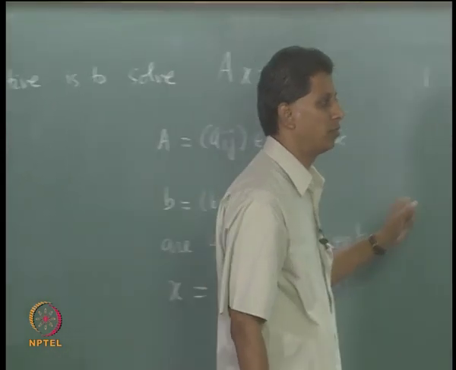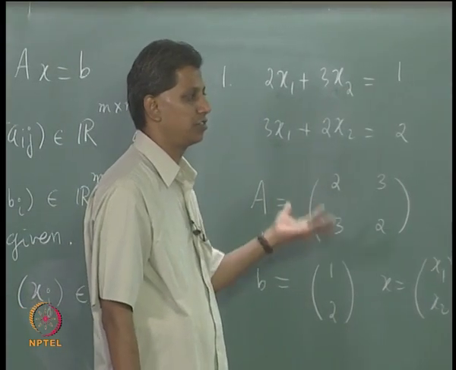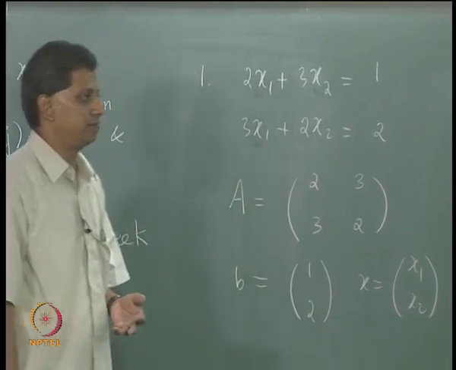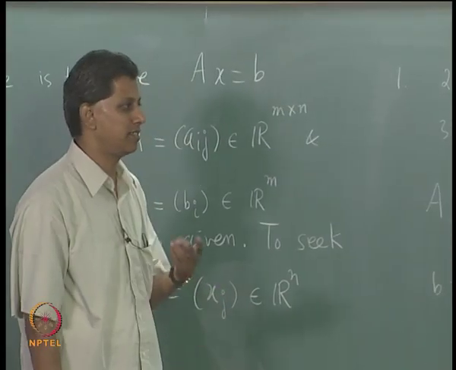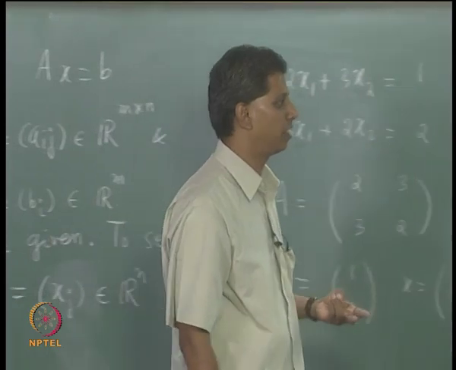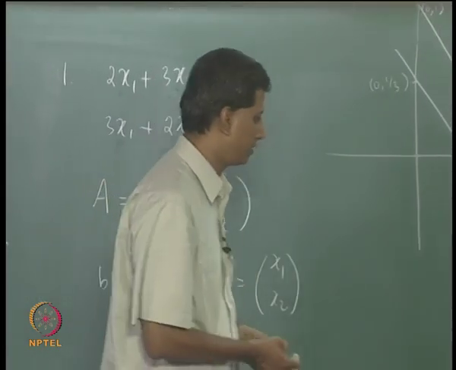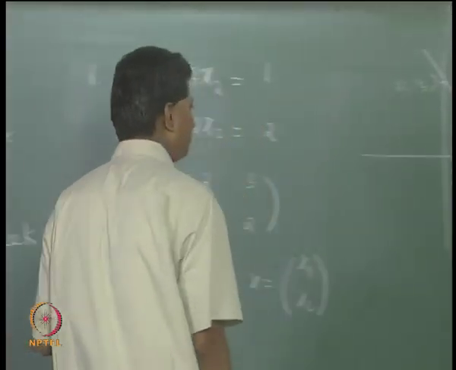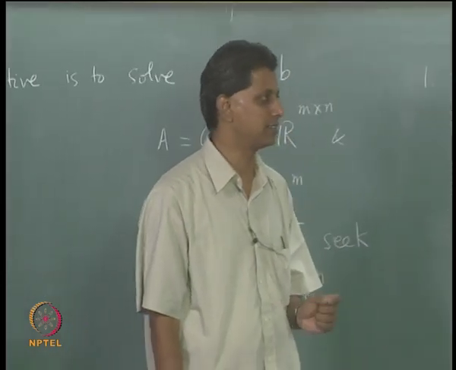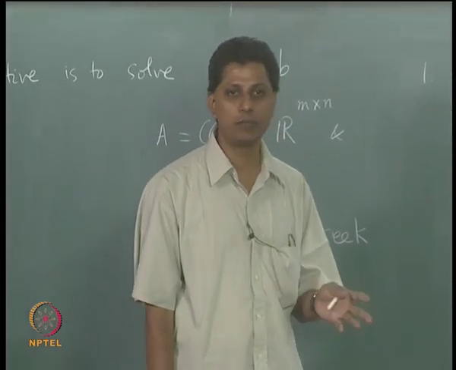What is the geometric representation of a solution of linear equations? You see that this can be done only for 2 dimensions, only when there are 2 variables. 3 variables one could still do, but it gets a little more complicated. 4 variables is out of the question.